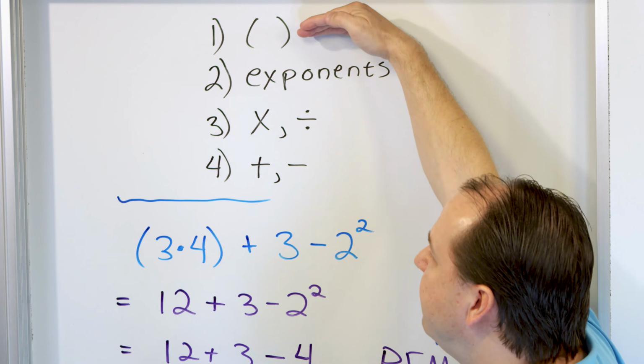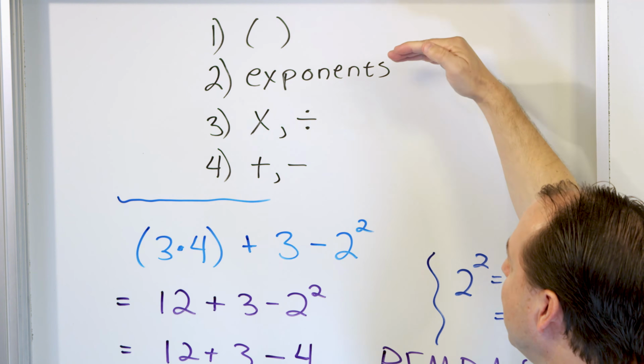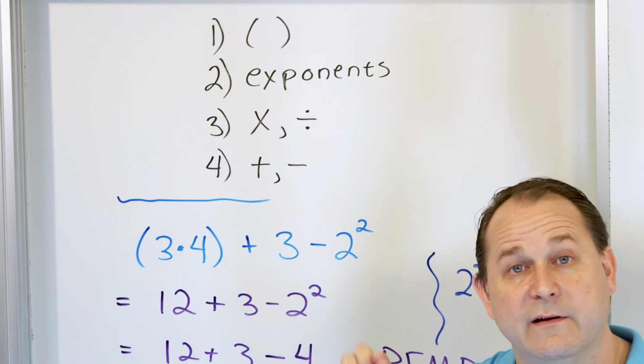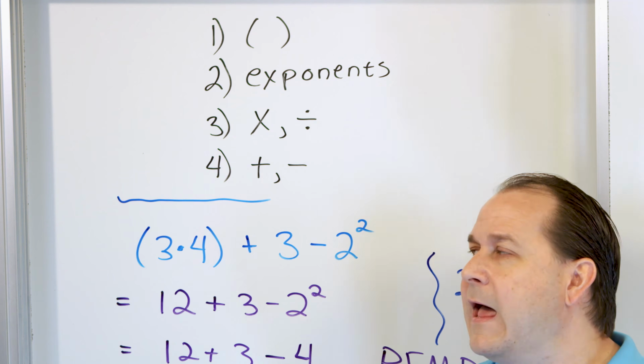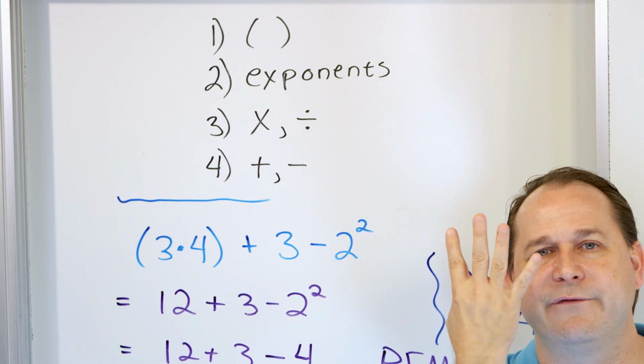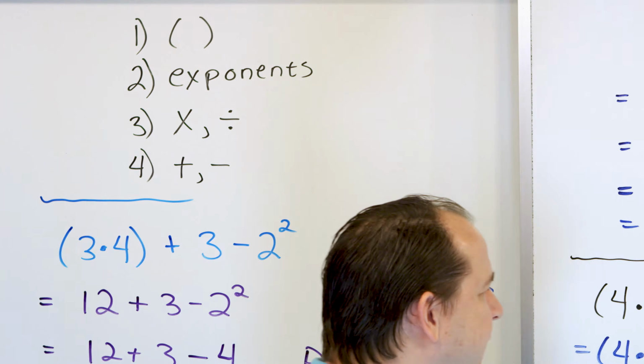First, check for any parentheses, do that first. Then check for any exponents, do that. Then any multiplication and division happens left to right, just like reading a book. And then the last priority is addition and subtraction, left to right, reading a book. It's 4 rules. I think we can remember it. I think we can handle it.